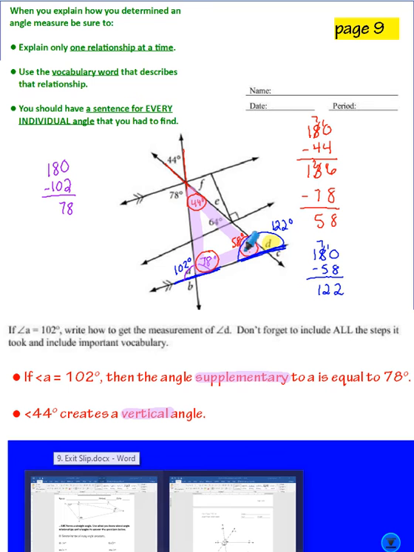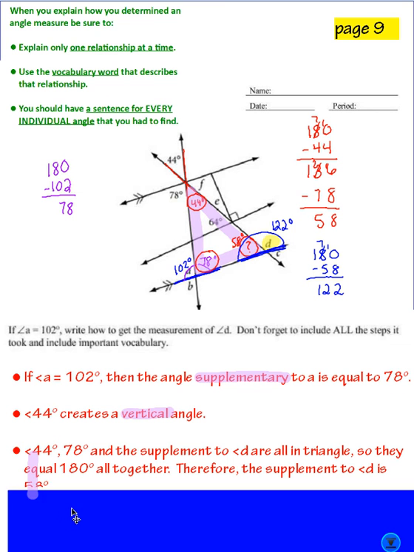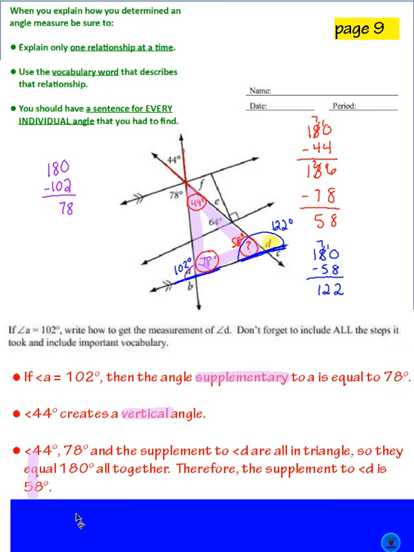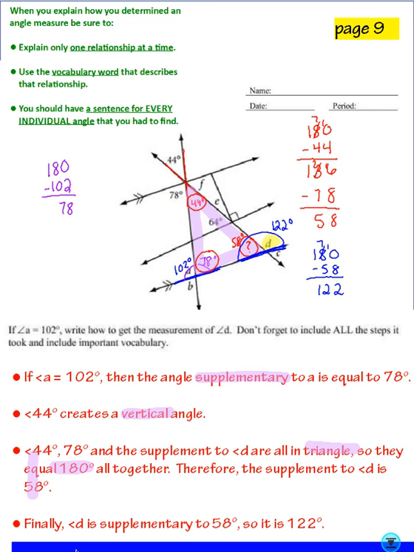Next, after that, didn't I find that 58-degree one? So look at that. 44 degrees, 78 degrees, and the supplement to D, so that's where the question mark is. The supplement to D are all in the triangle, so they equal 180. So notice that vocabulary. They're in a triangle, they equal 180. Therefore, the supplement is 58 degrees. So I talked about how I got that. Finally, I talk about angle D is supplementary to 58 degrees, so it's 122. So you're talking about all these different specific relationships.